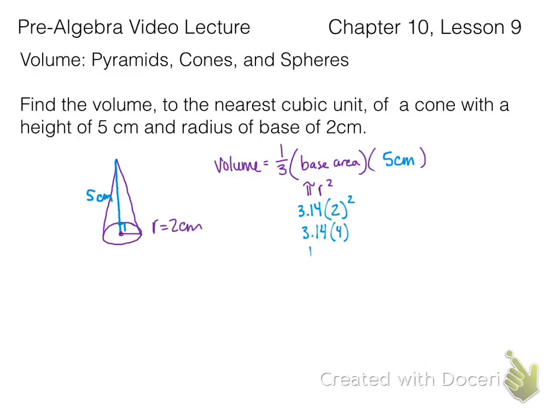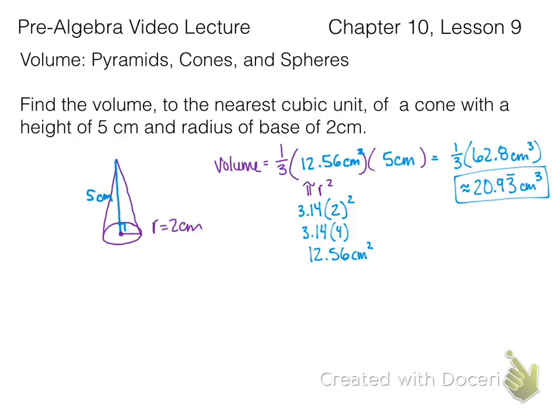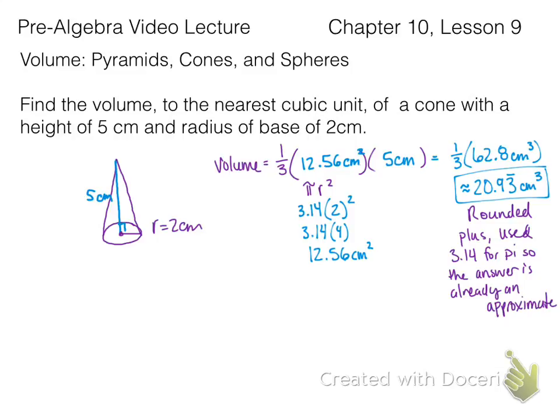So let's figure out the area of the base. And we're going to multiply by the height and by 1/3. And that's going to give us approximately 20.93 centimeters cubed. And it's approximate because I rounded, and you can tell I rounded because I have the line over the 3, but also because I used pi. So there we go. This answer is approximate, hence the little wiggly lines.